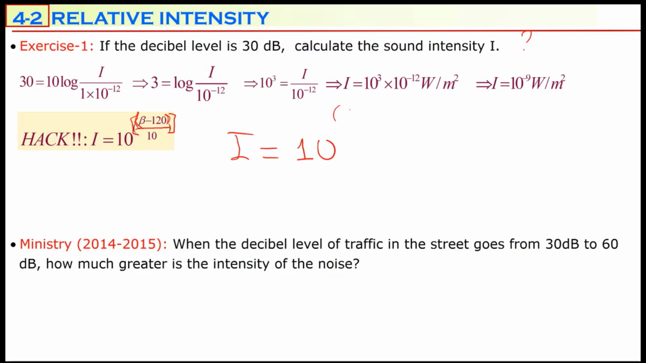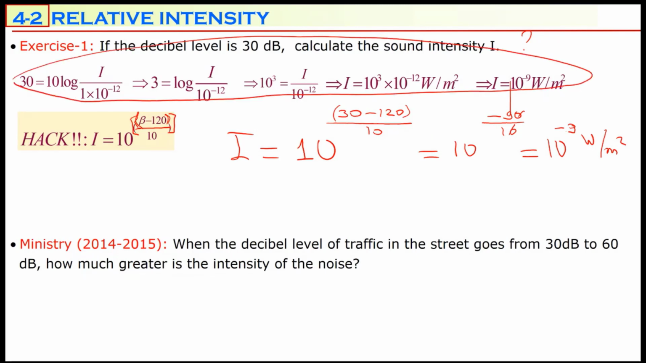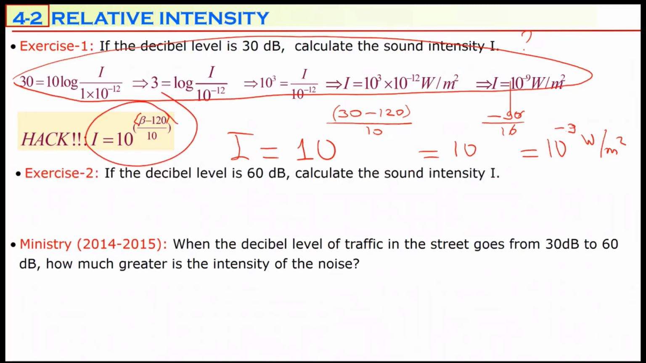Let's do it. Beta is how much? 30. Minus 120, which is constant, also known as the loudness of the loudest sound, divided by 10. So 10 to the power of 30 minus 120, it is negative 90. Divided by 10, which becomes 10 to the power of -9 watt per meter squared. So if you are good at logarithm, go that way. But if you don't remember the logarithm, this hack will help you to convert decibel level to the corresponding sound intensity or wave intensity.